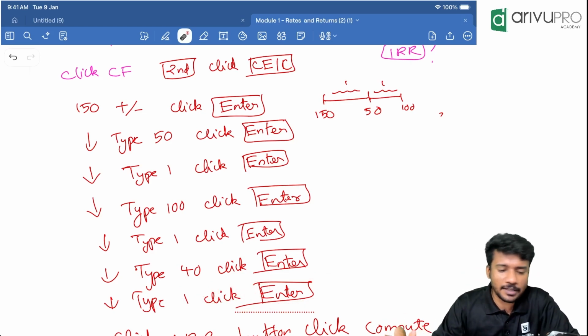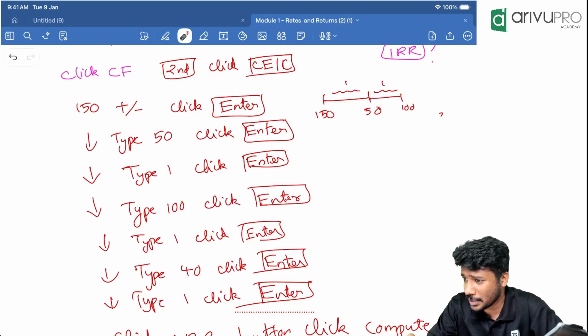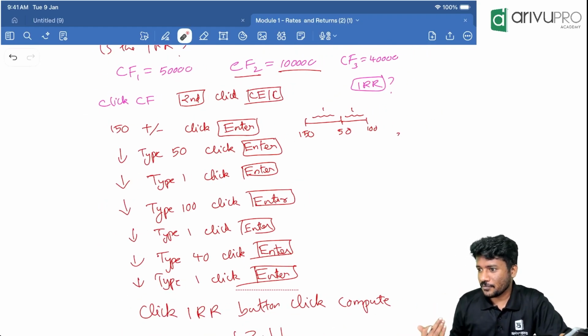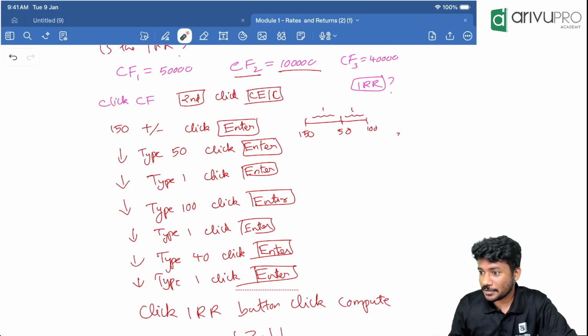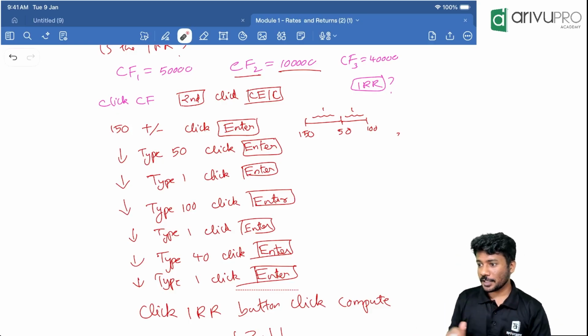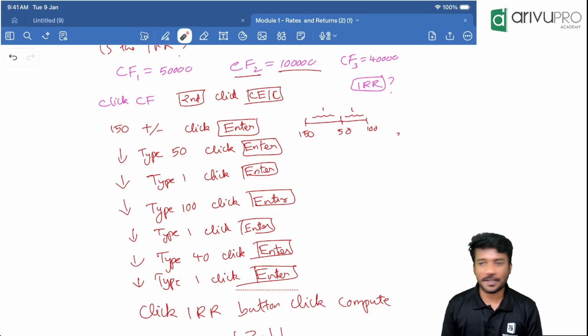Are all the values entered in your calculator now? Yes. Now, what are we finding? We are finding IRR. So, have you seen the IRR button? Click the IRR button. Then click compute. Got the answer? Yes, that's your answer. 13 point something you got, right? Yes, perfect. That is the method we are going to follow.